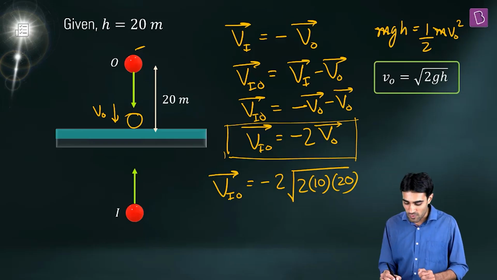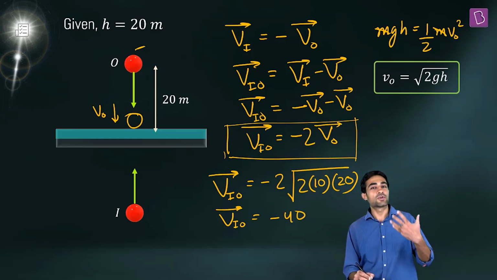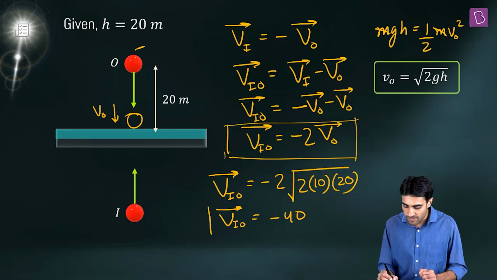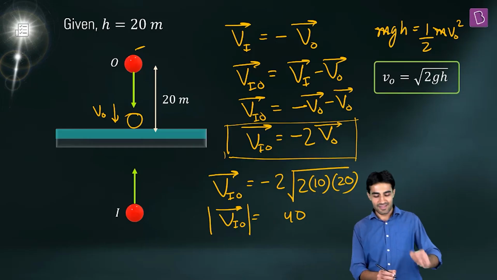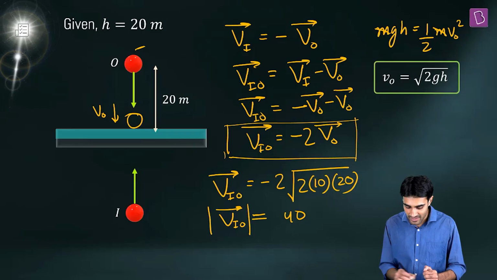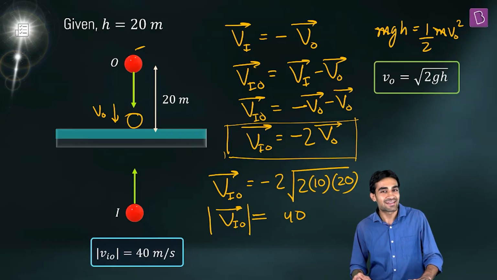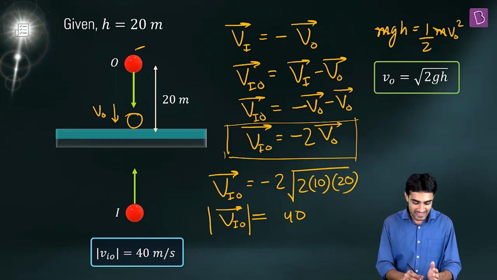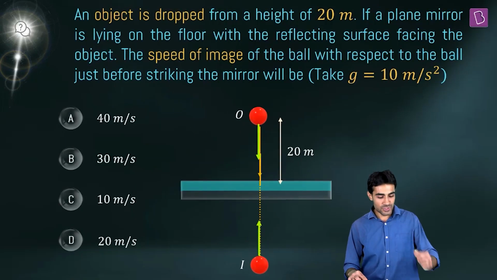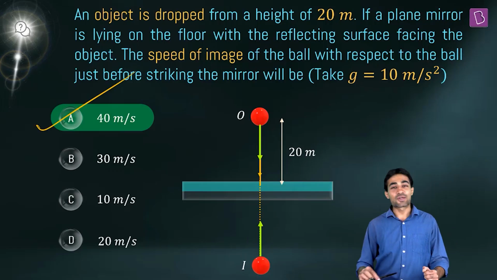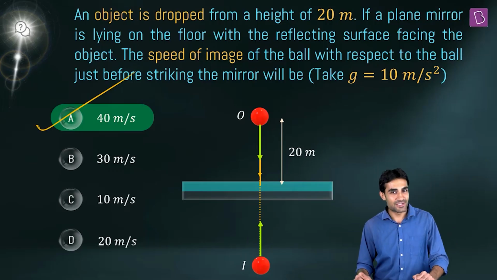Great. So, velocity of the image with respect to object is coming out to be minus 40. If we talk about the magnitude, then the magnitude is 40. This is the magnitude or the speed of the image with respect to object. Amazing. So let's go and mark option A as the right answer for this question.